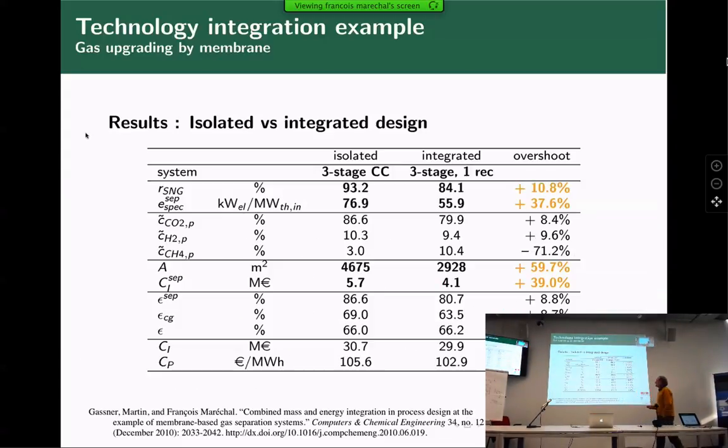Which finally shows that by optimizing the recovery, we would have obtained this efficiency with a bigger area in the membranes, a bigger investment cost, of course, and a lower efficiency. So it means that in this case, it would have been a very bad idea to optimize the process unit because it was not the best conditions for the system integration. And this is important.